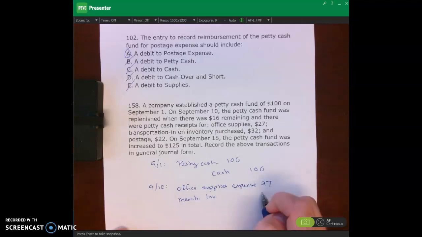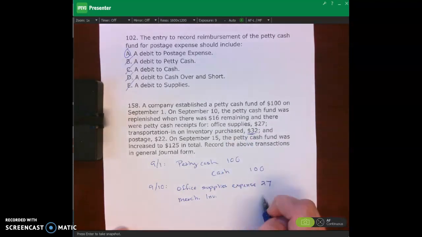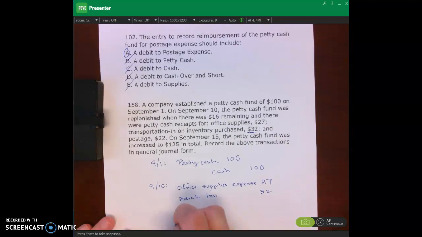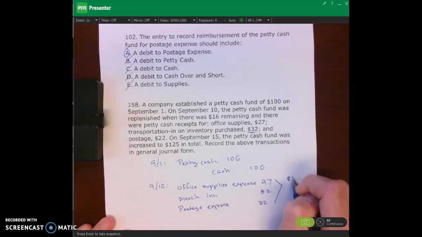And then what we have is our merchandise inventory. And that is for our transportation in. Remember, that's added to the cost basis for merchandise inventory, 32. And then postage expense for 22.